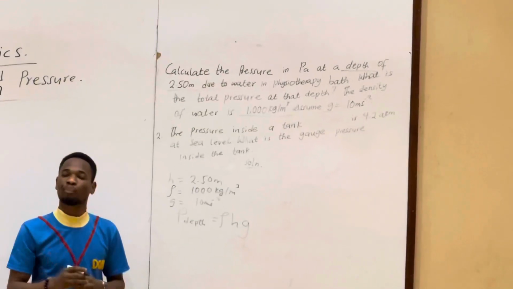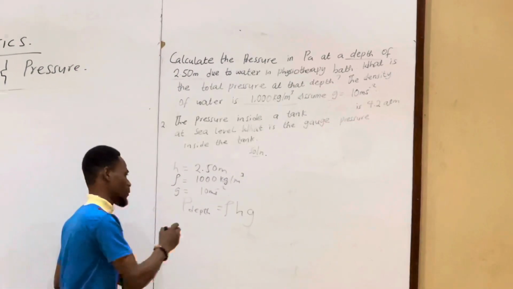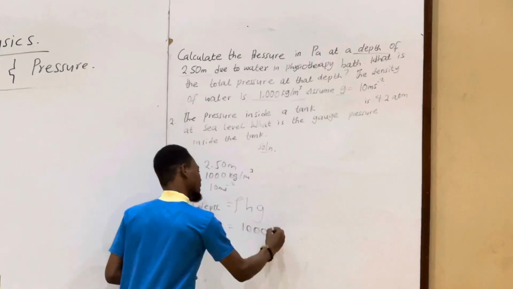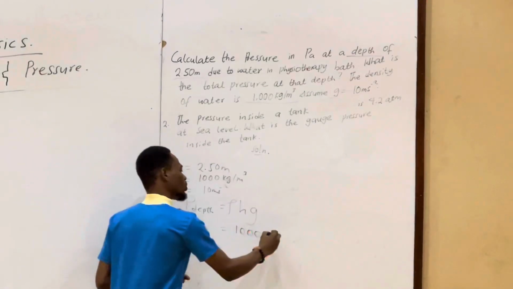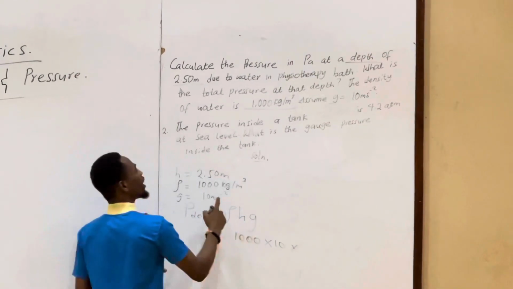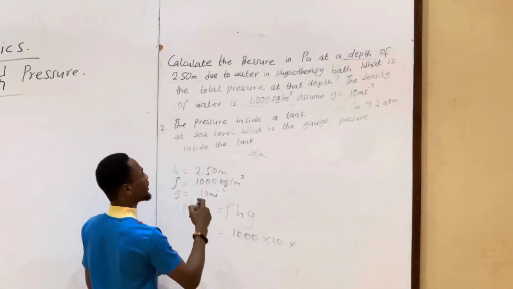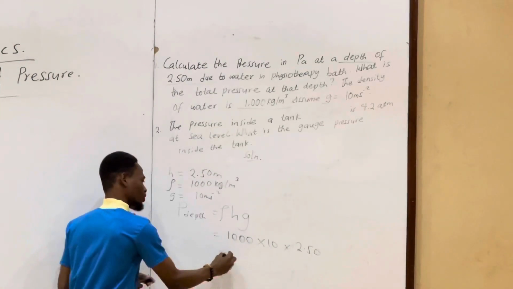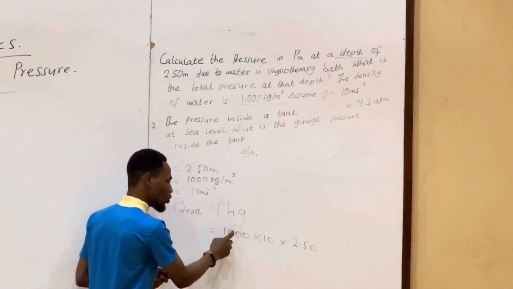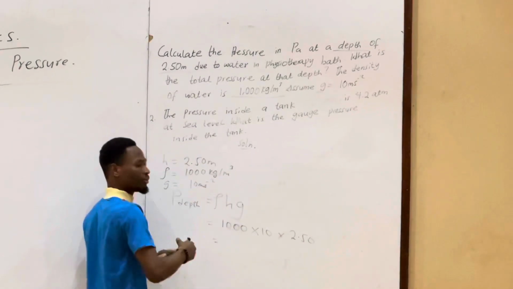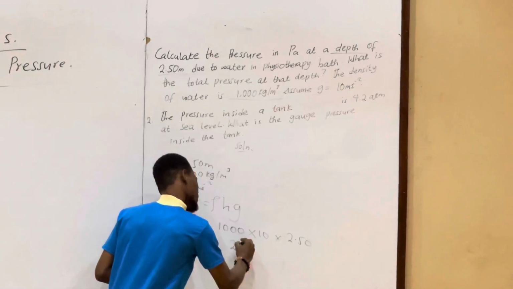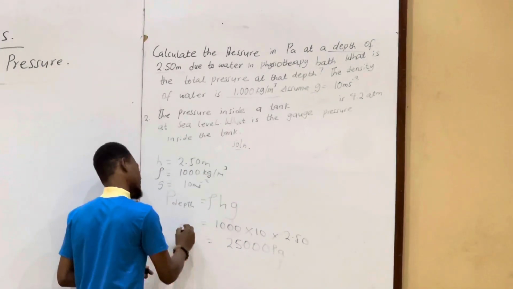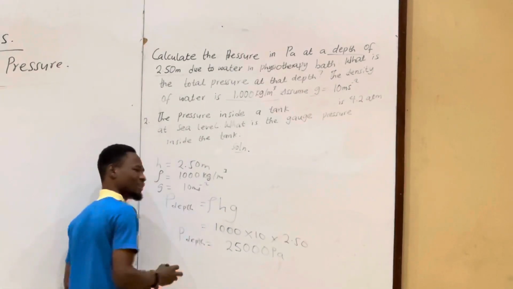So let's do our simple substitution. Our density is given by 1,000, so 1,000 times gravity is 10 times my H. My H from the question is 2.50. So mathematically, how many zeros? 1, 2, 3, 4. So we move it 4 times. So we get 25,000 Pascal. So this is the pressure at that particular depth.